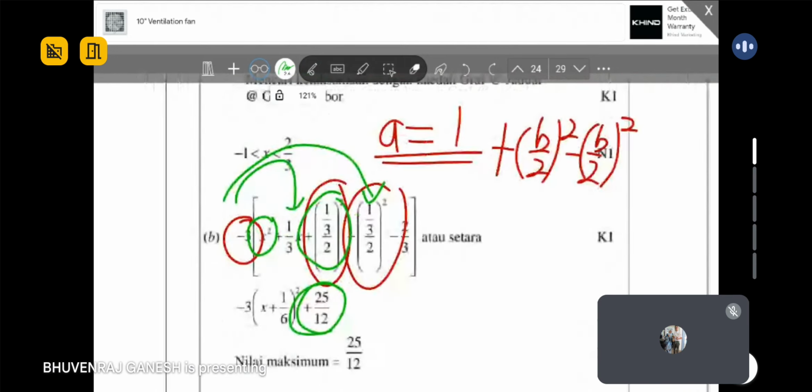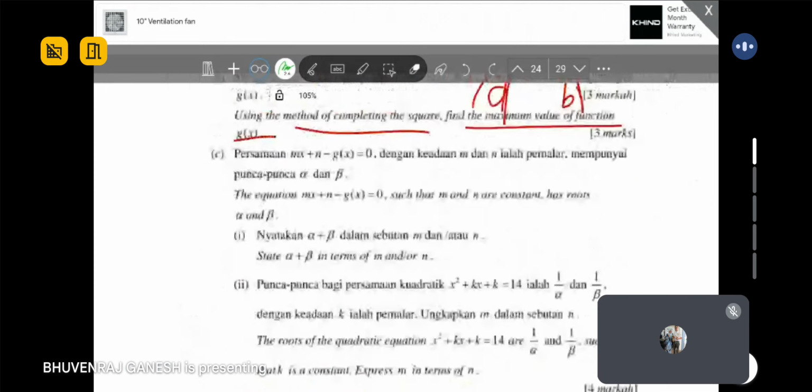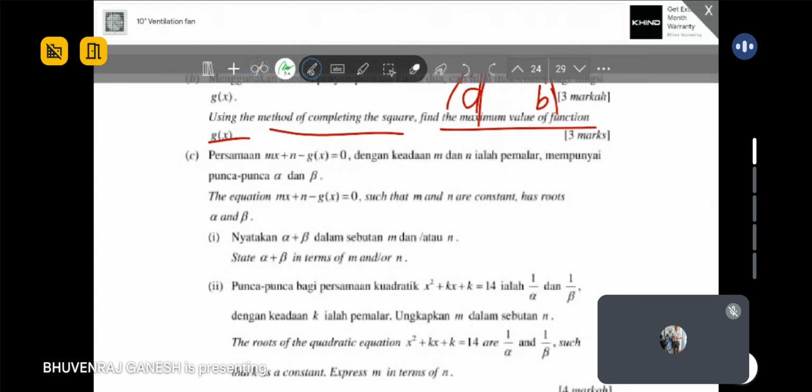Okay, easy right guys? Senang kan soalan kuadratik? Sangat cepat lah boleh buat. Okay, very fast. Okay, so now question C. So they say state alpha plus beta. Okay, kamu kena cari hasil tambah punca.